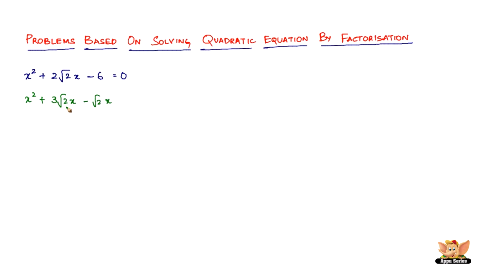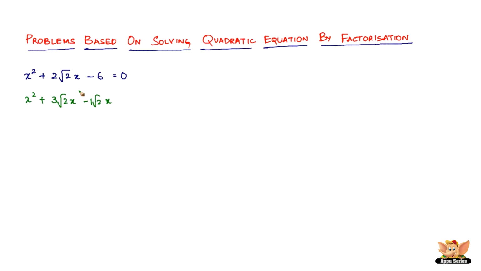So now 3 root 2x minus root 2x is the same as 3 root 2x minus 1 root 2x. The 1 that is not written here should be understood. You don't have to write it because it is multiplication, right? So 3 root 2x minus 1 root 2x is 2 root 2x. So this is fine. But how is it going to give you 6 when multiplied? Yes, it's going to give you 3 times root 2 times root 2, which is 6, because root 2 times root 2 is 2 and 2 times 3 is 6. So that's how we are getting this.